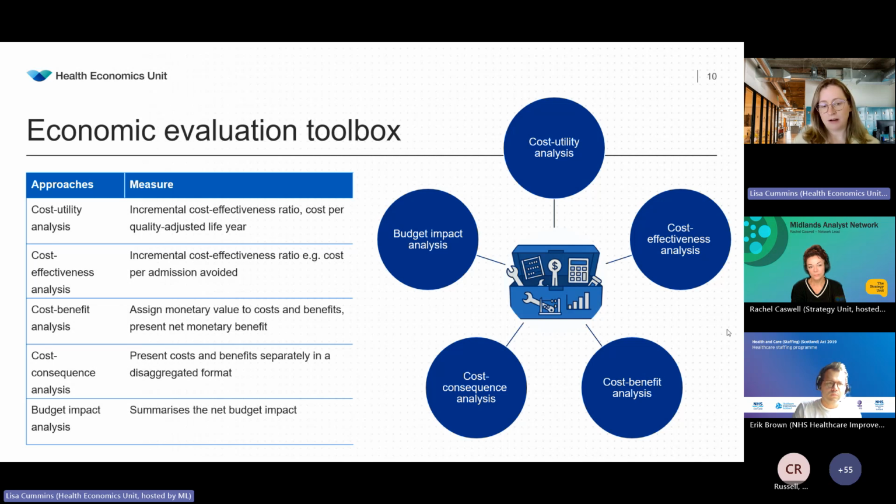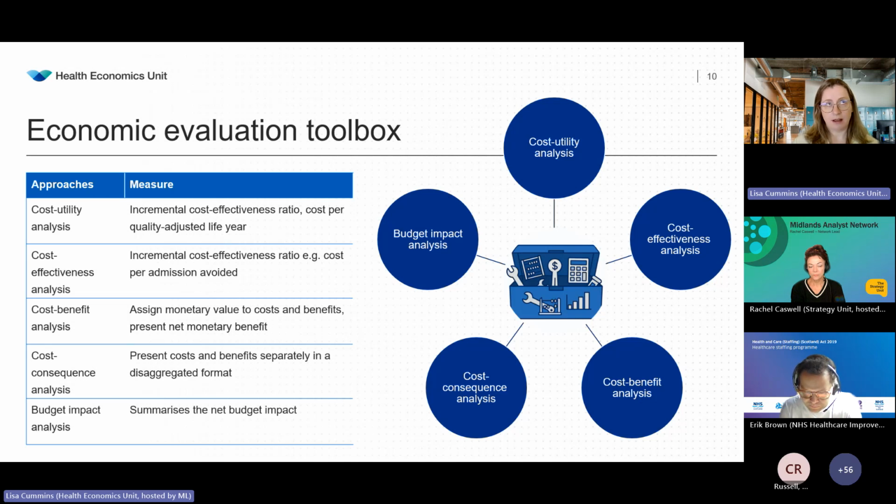The next one is cost benefit analysis. This type of analysis can be used to answer questions around which intervention or model of care delivers the highest financial return. The unit of measure for this is a net monetary benefit or net present value type measure. The key thing in a cost benefit analysis is that it assigns a monetary value to benefits and compares that to costs.